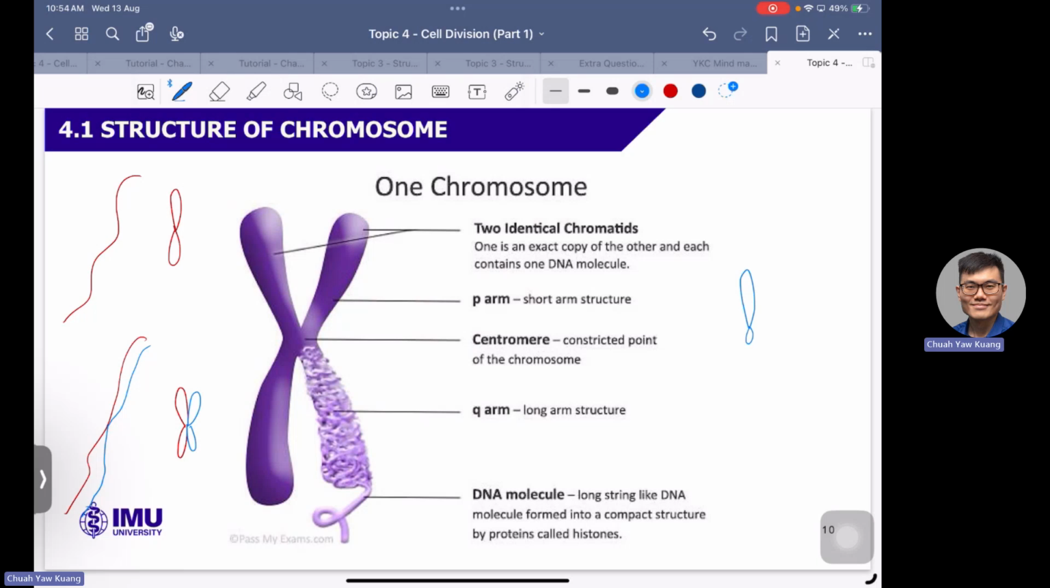Then the attachment point, not attachment point, yeah, the center point. The center point of the chromosome, we call it the centromere. It's different from the centrosome, yeah. So they have different meanings. Okay, so that's the structure of the chromosome.